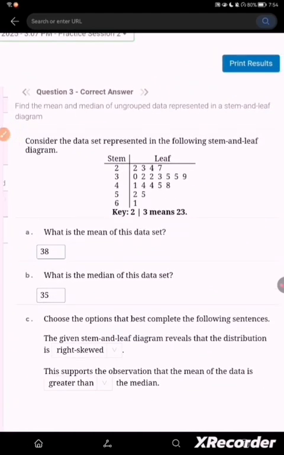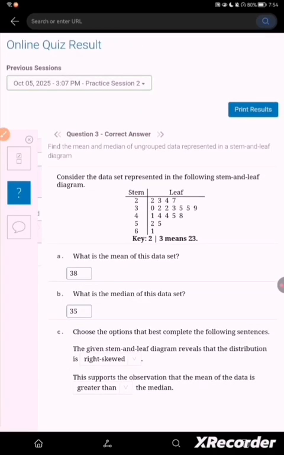Now, the given stem and leaf diagram reveals that the distribution is right skewed. Now, the reason why it's right skewed is because your mean, which is 38, is greater than your median, which is 35. Okay? And then this supports the observation that the mean of the data is greater than the median, which is what we just said.